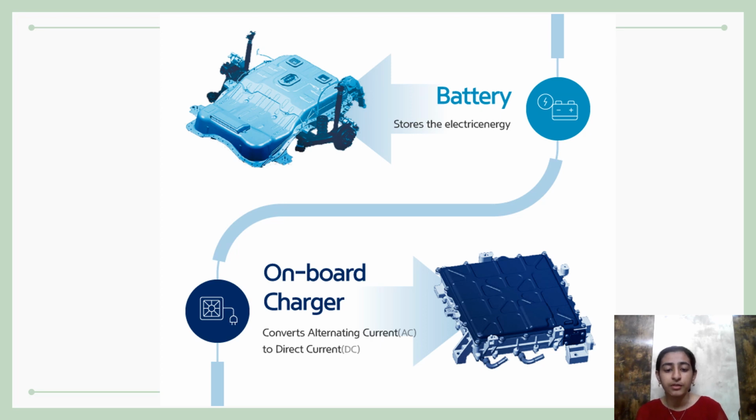Next up, we have onboard charger. The onboard charger or OBC is used to convert alternating current from slow chargers or portable chargers used at home outlets into direct current. The OBC is used for charging and the inverter is for acceleration or deceleration.